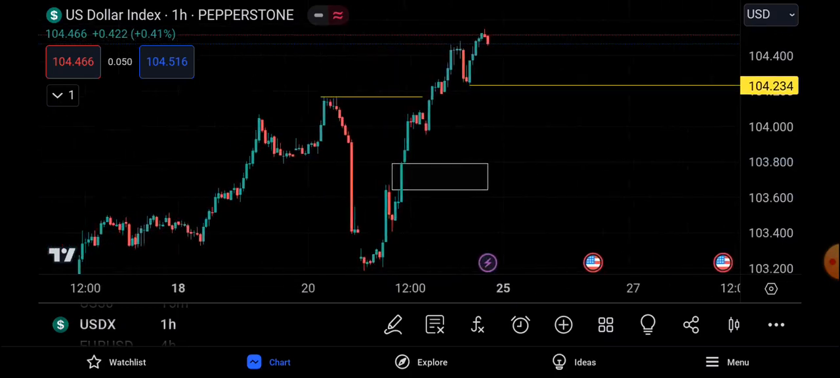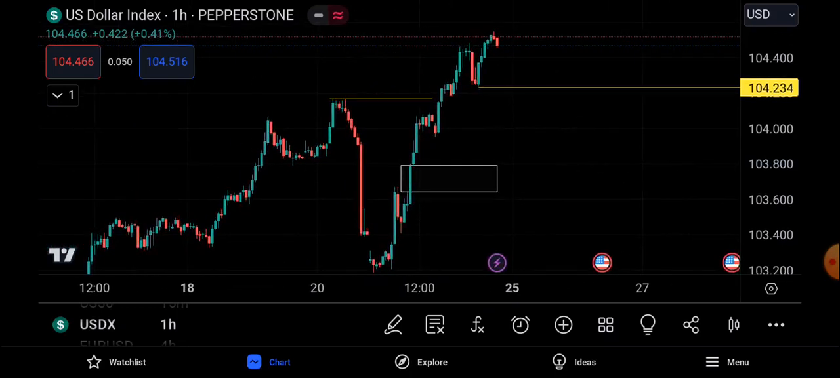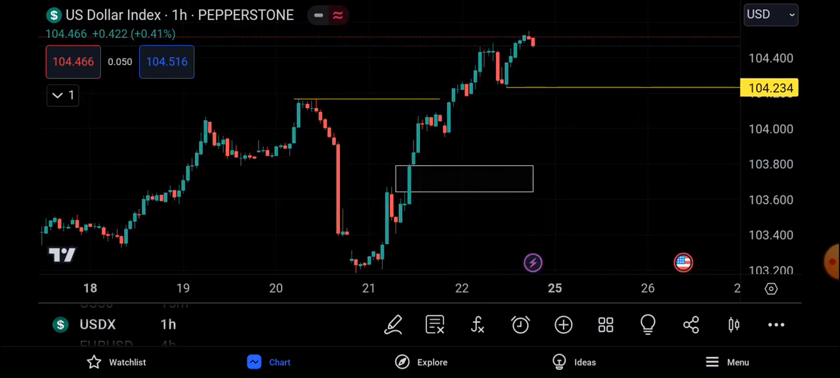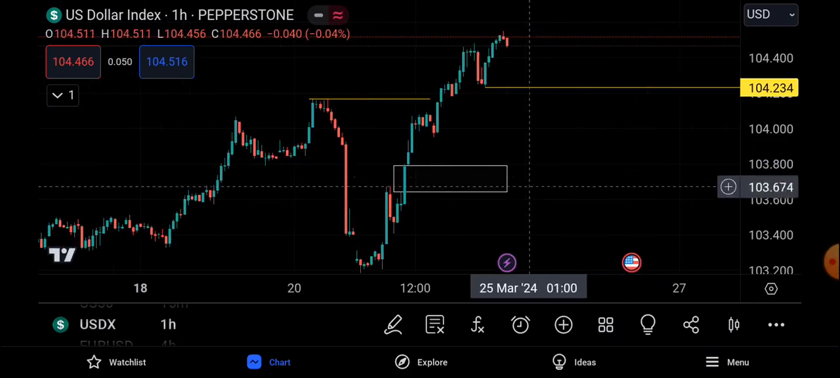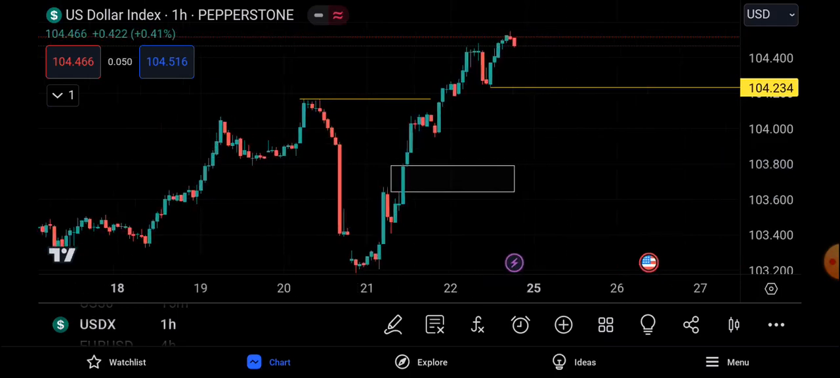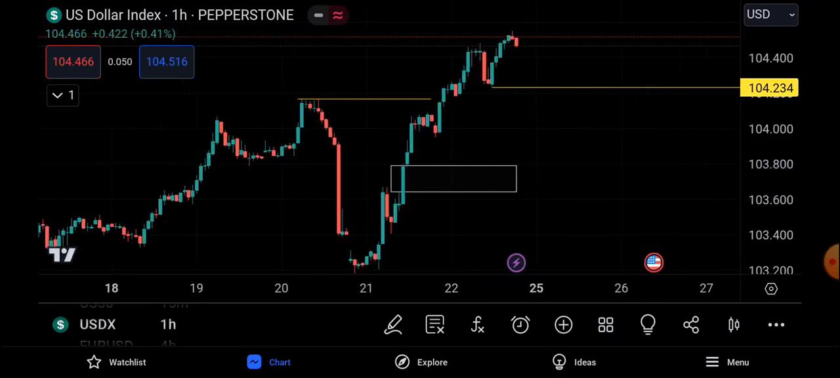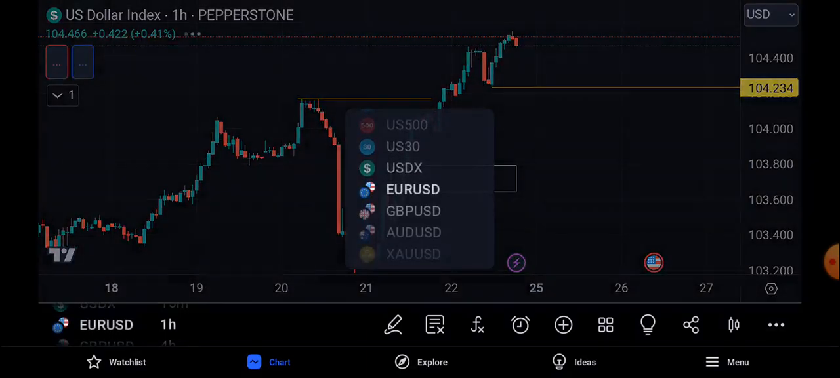All right. I'm not really going to go through how I get into trades or what I look for when price gets into these areas, but yeah, I think I'm done with the DXY. I can move on to the EURUSD.